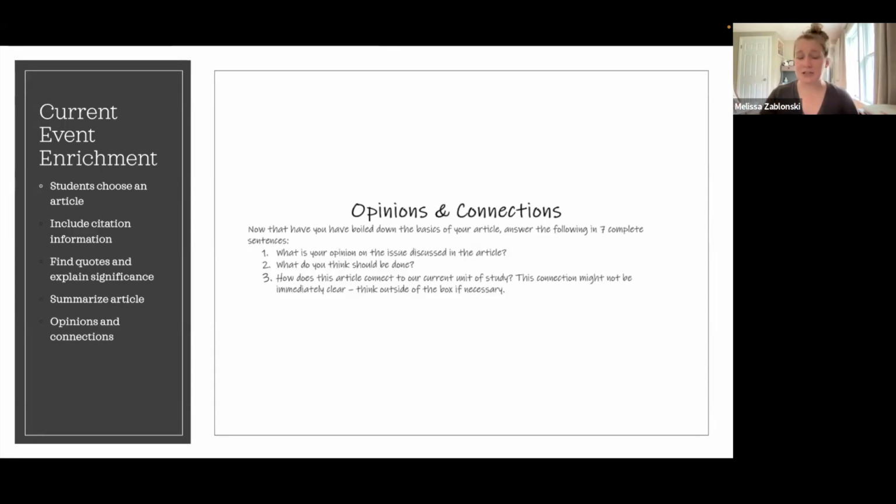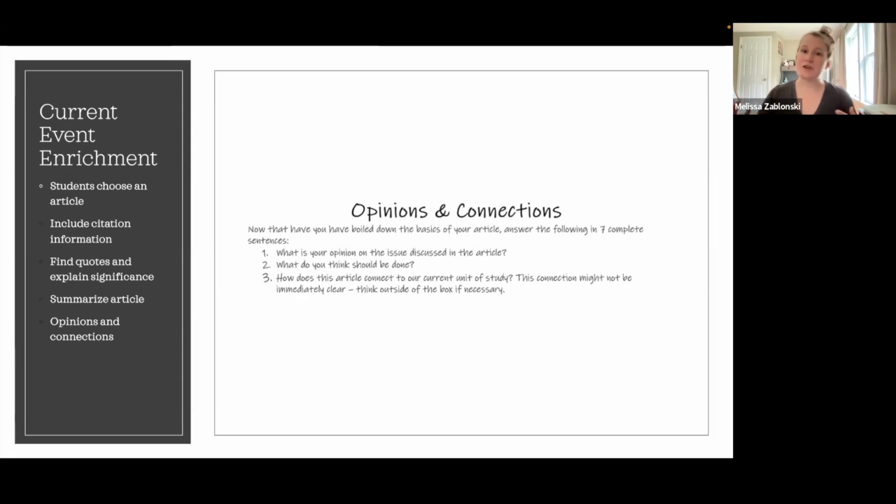In that section, students look at what their opinion is on the issue that was discussed, what they think should be done, and then they have to connect it to our current unit of study. And that can be challenging. So I had students do an article about abortion, and we were talking about the Gilded Age.